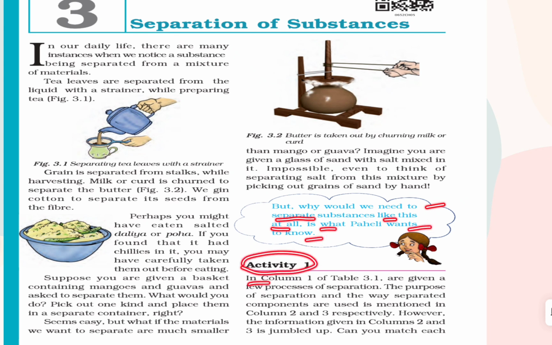Activity 1. In column 1 of Table 3.1 are given a few processes of separation. The purpose of separation and the way the separated components are used are mentioned in columns 2 and 3 respectively. However, the information given in columns 2 and 3 is jumbled up. Can you match each?